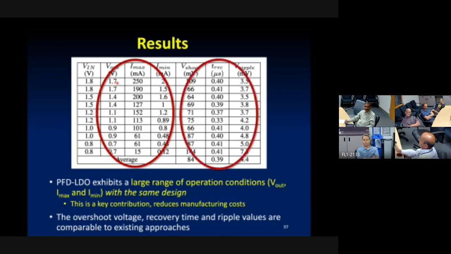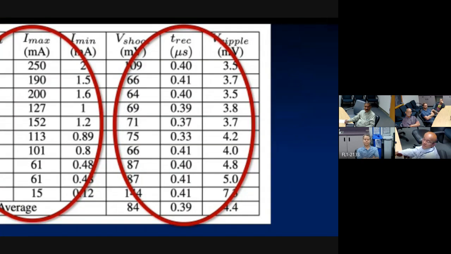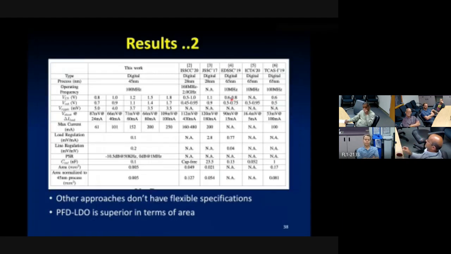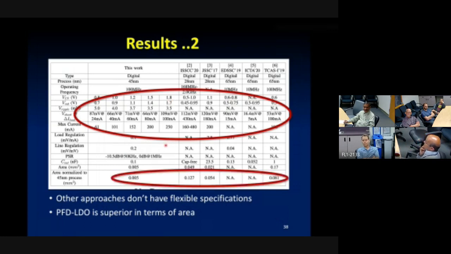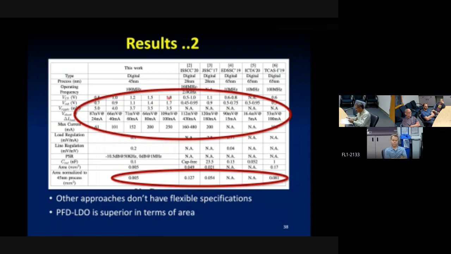And then if you also look at the overshoot, that's VShoot, TREC is the recovery time. Sorry, I keep forgetting to zoom in here. The recovery time or the ripple, these are all competitive numbers with the competition. And the next slide shows the comparison with the competition. As you can see, we have a large range of possible values that we can use. The competition is not able to do that. And also our area is quite small compared to the competition. So these are competitive, and pretty useful.